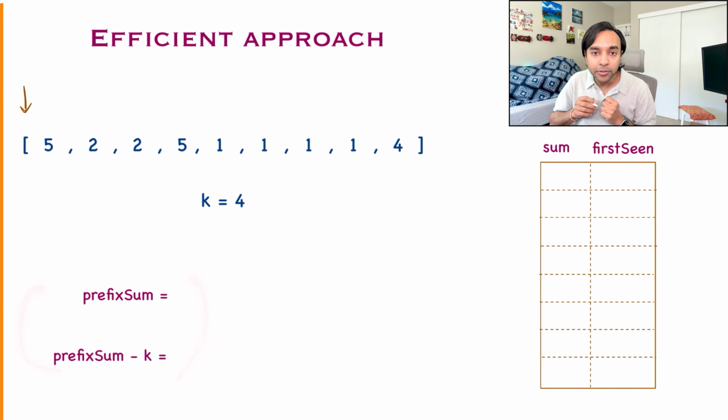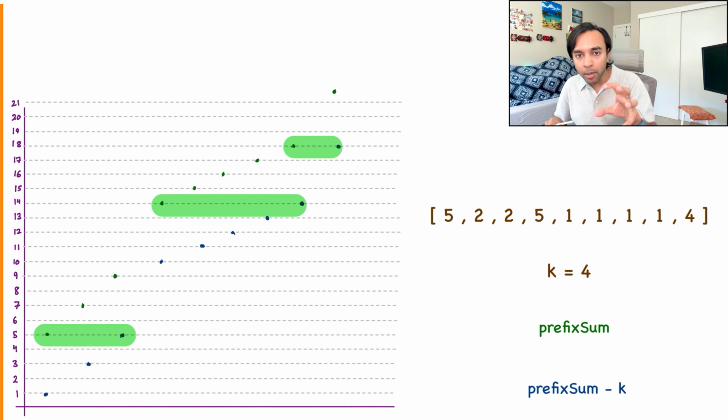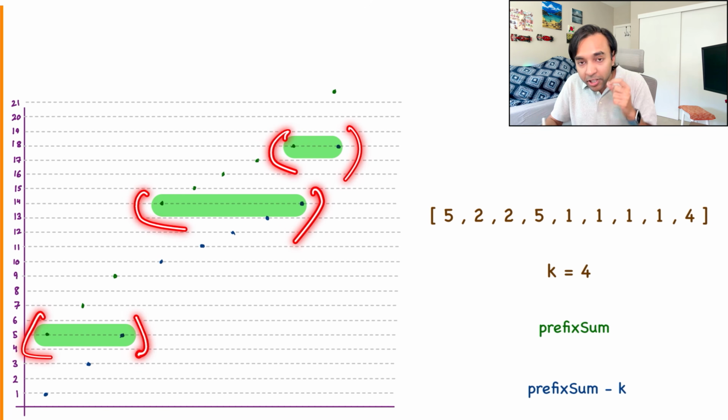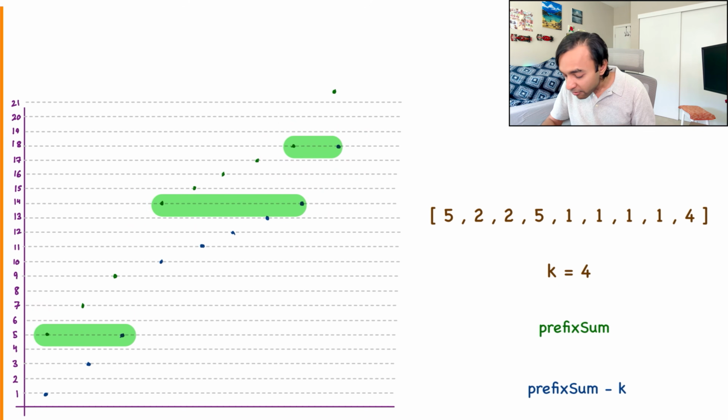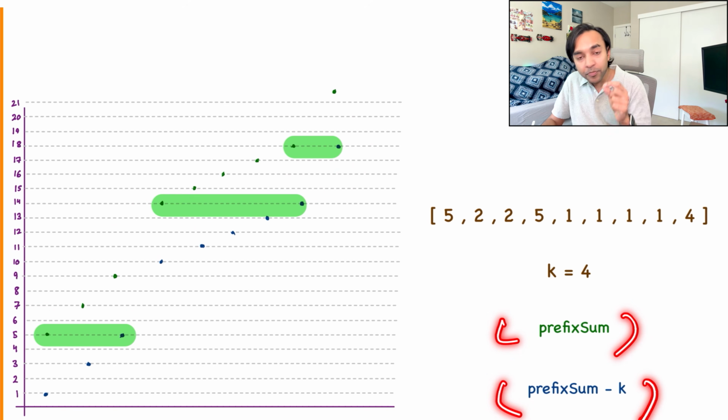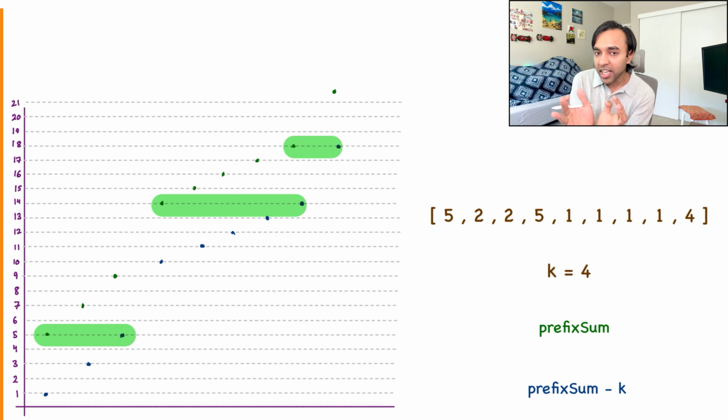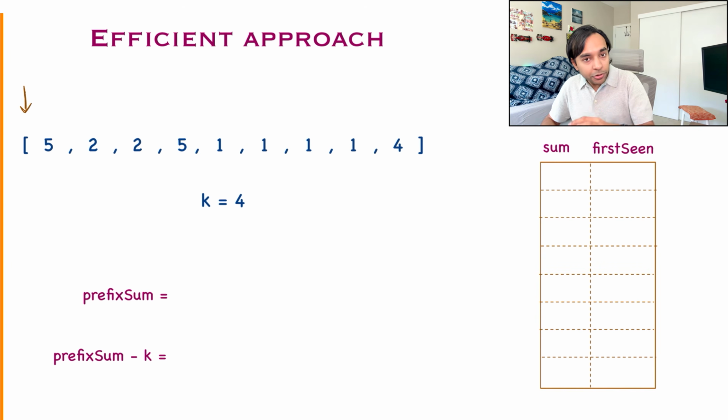Why these two values? If you remember from our mathematical proof, when did we find a subarray? We found a valid subarray when these both values were the same. If they are the same, it means I have found a particular valid subarray. I just need to find those indexes, correct? So that is exactly what we're going to do over here.